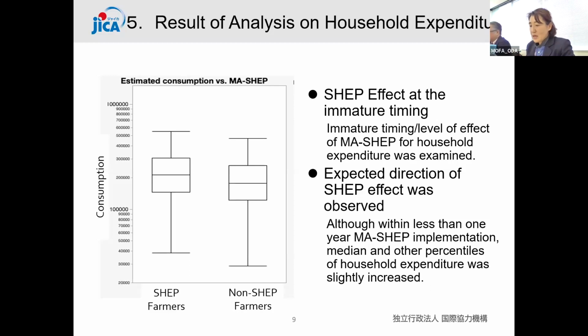But considering such a situation, we can say that although within less than 1 year of SHEP implementation, the expected direction of the SHEP effect was observed. It means the household expenditure amount is slightly higher than for non-SHEP farmers.